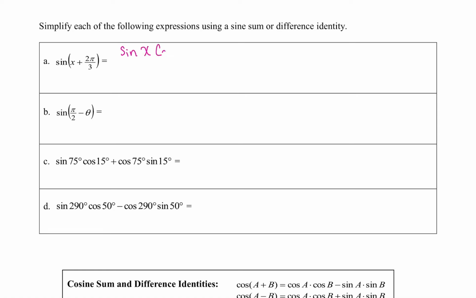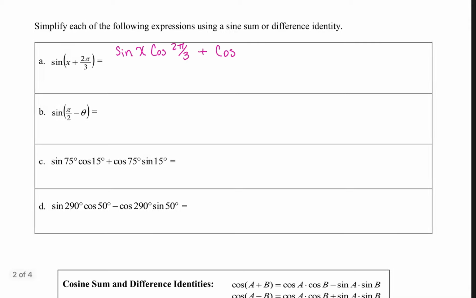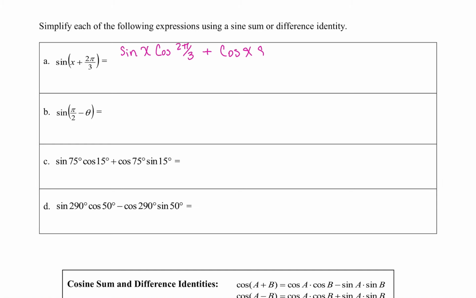So we know for our sine formula, we're going to do sine and then cosine. So sine of x times the cosine of 2 pi over 3. And then since it's plus, we're going to put plus, and we switch our signs and do cosine of x times the sine of 2 pi over 3.